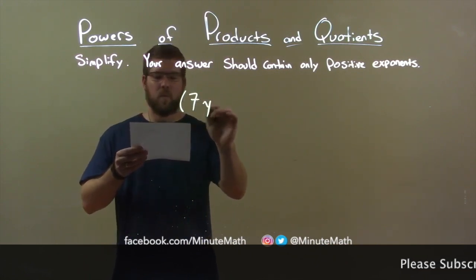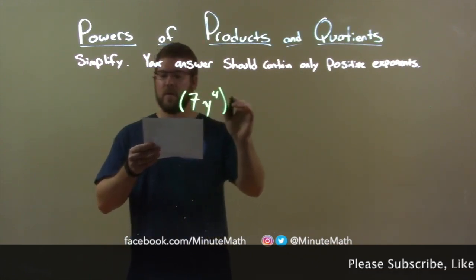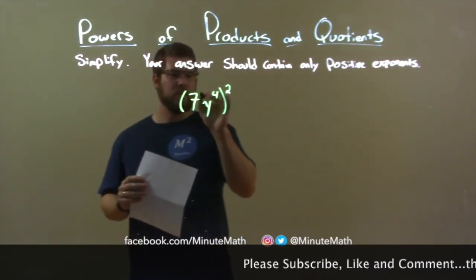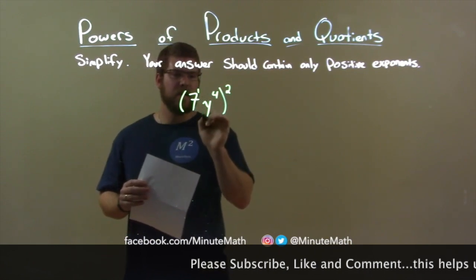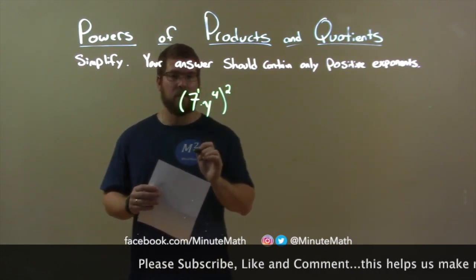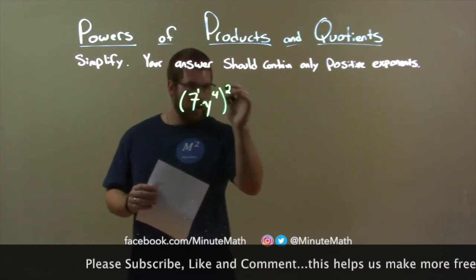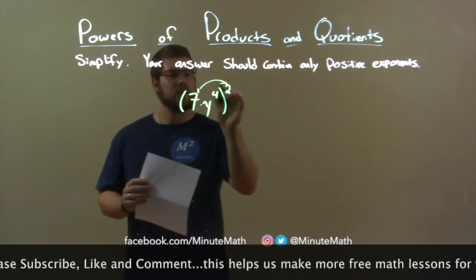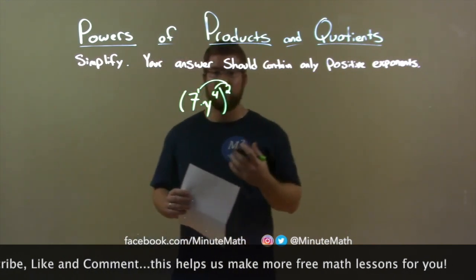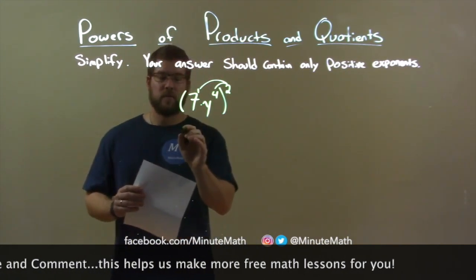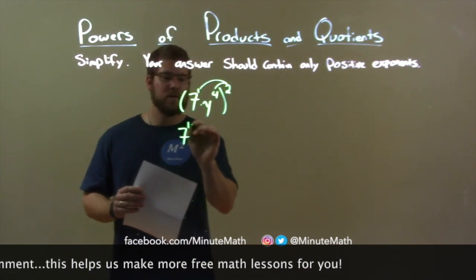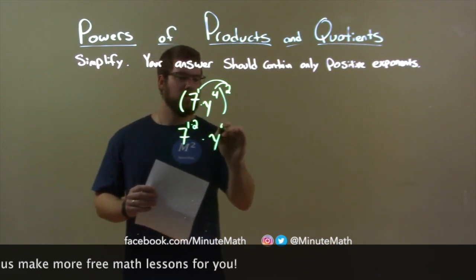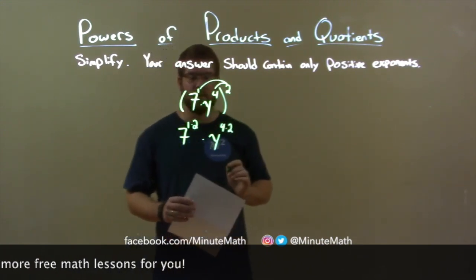7y to the 4th power, squared. Okay? Well, 7 is really 7 to the 1st power, and between 7 and the y, that's multiplication going on. To distribute this squared power outside the parentheses, we do so by multiplying 2 to each one of these exponents. So 7 to the first power is 7 now to the 1 times 2 power. And the y here, instead of y to the fourth, is 4 times 2 in the exponent.